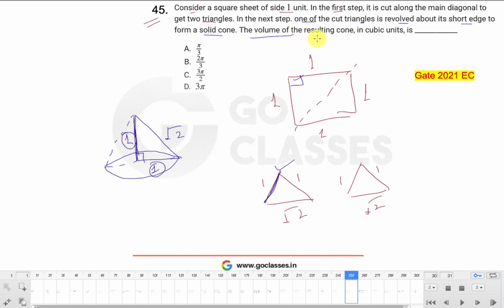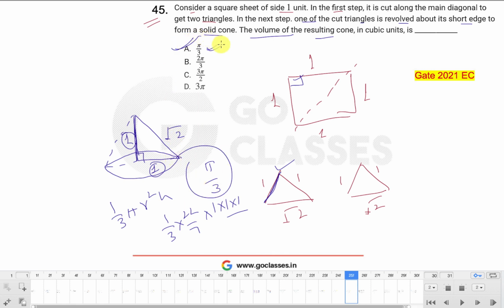So the volume of the resulting cone. What is the volume? 1 by 3 pi r square h. 1 by 3, 22 by 7. R is 1. H is 1. Answer is in the form of pi. So answer will be pi by 3. A is the answer. Now move to next topic.